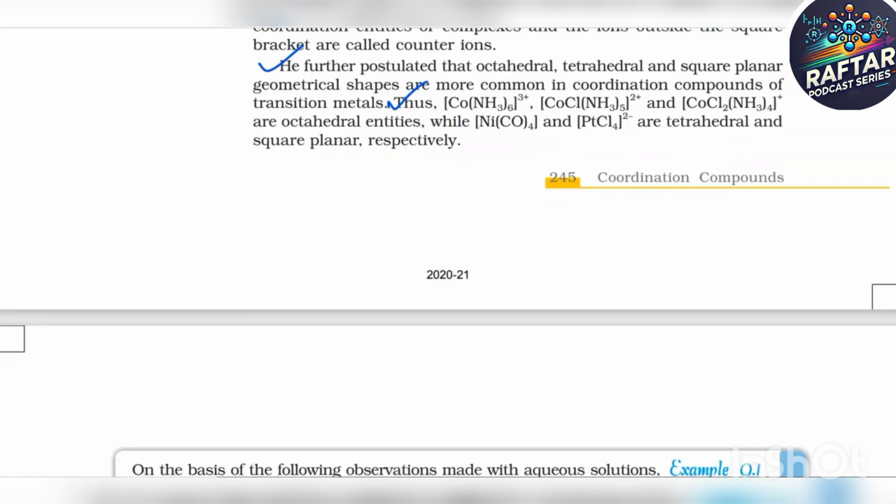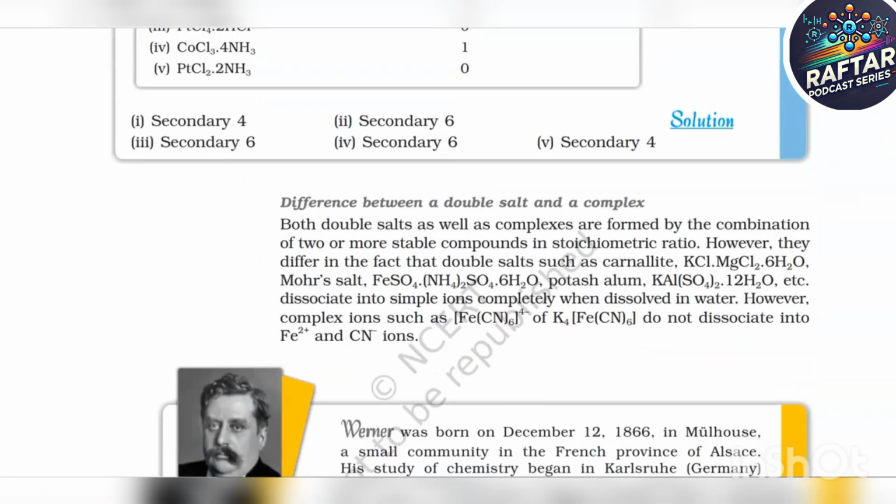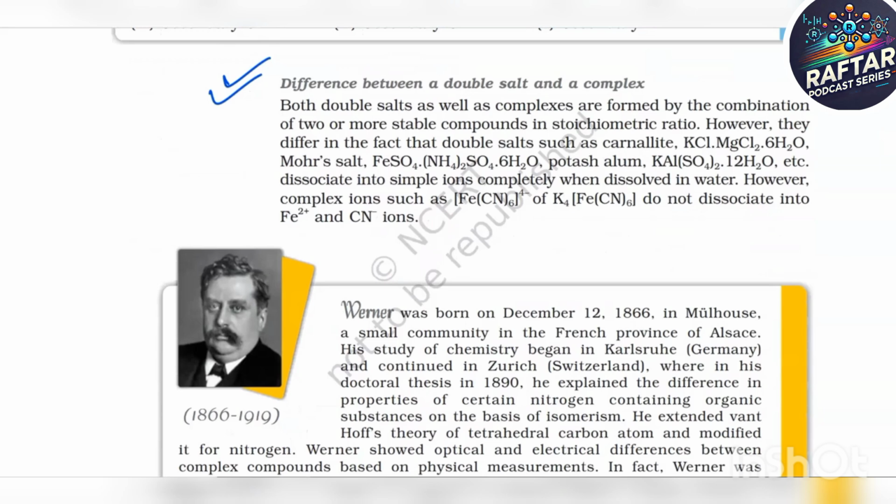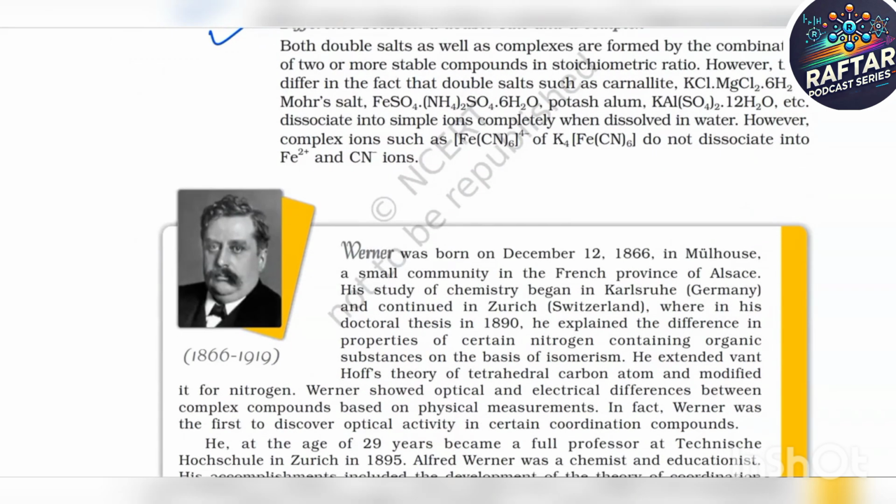Difference between a double salt and a complex salt. Both double salts as well as complexes are formed by the combination of two or more stable compounds in stoichiometric ratio. However, they differ in the fact that double salts such as carnallite KCl.MgCl2.6H2O, Mohr salt FeSO4.(NH4)2SO4.6H2O, potassium alum K2SO4.Al2(SO4)3.24H2O, etc. dissociate into simple ions completely when dissolved in water.